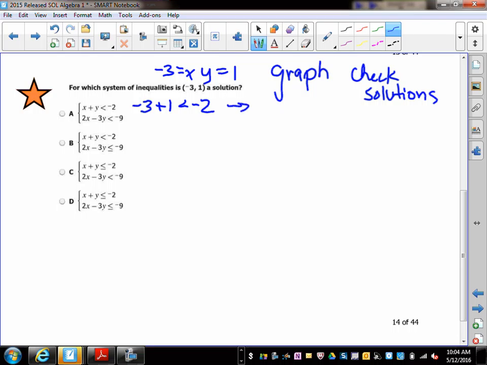What does that give me? What's negative 3 plus 1? Negative 2. And is negative 2 less than negative 2? No, it has to be less than or equal to, so that does not work. Immediately, we can't do it. It has to be true for both of them.